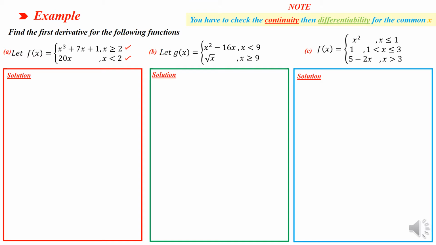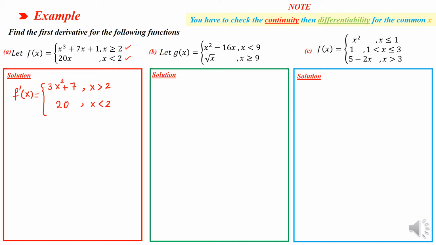So if you want to find the derivative f prime of x, it will be the derivative of the first function, 3x squared plus 7, when x is greater than 2, not greater than or equal, because you have to check the differentiability around x equals 2, and the derivative of the second function in the second interval is 20 when x is less than 2.